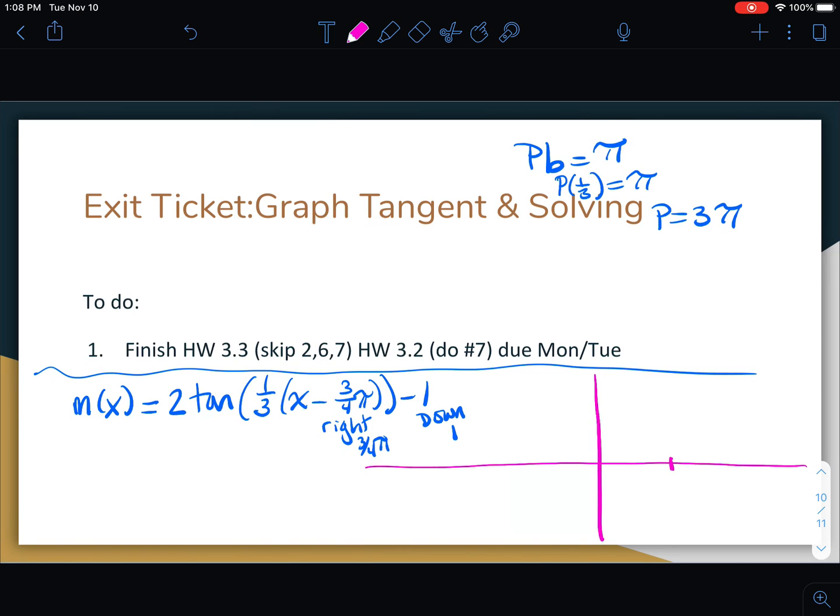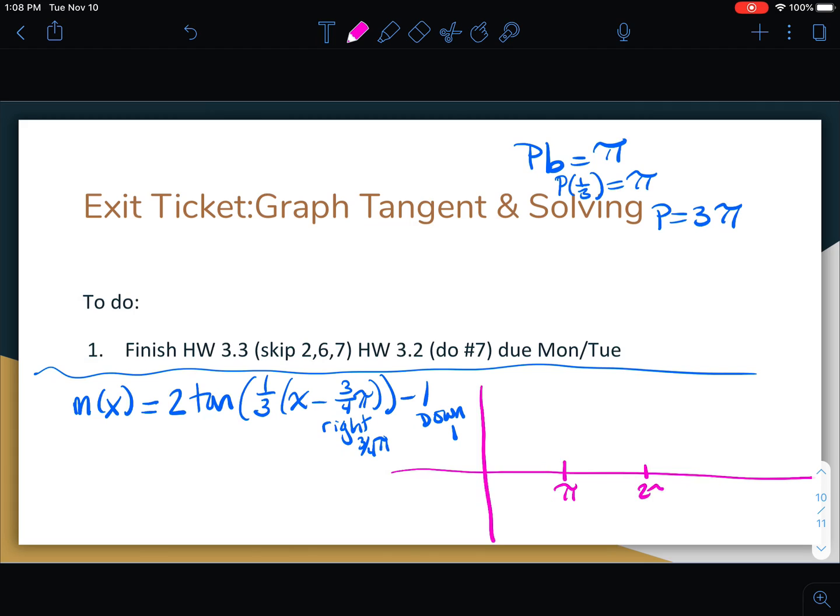Okay, so I think we need 3 pi, don't we? I'm going to change my mind a little bit. Let me see if I can make a little better space here. Okay. I think I'm going to do my axes here, and then I'm going to go 1, 2, 3 pi, 4 pi, and I'll go to the left 1 pi. All right, we'll see how we can do with this, and we might have to extend things.